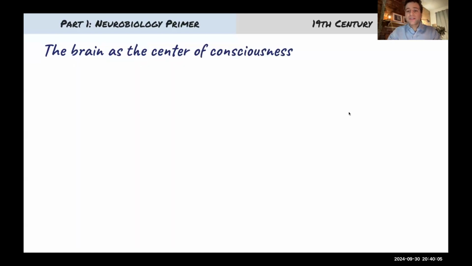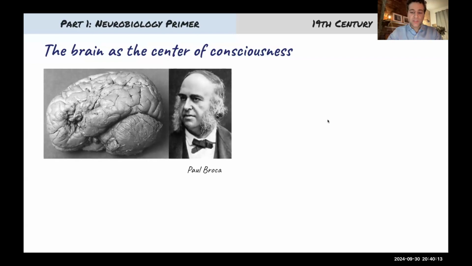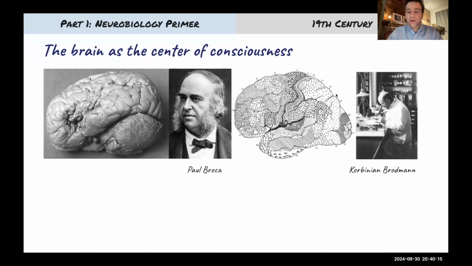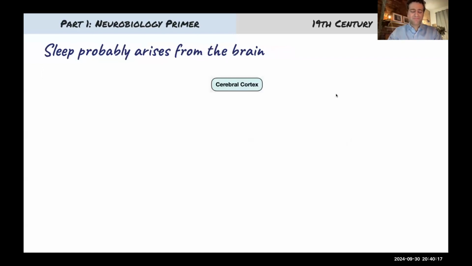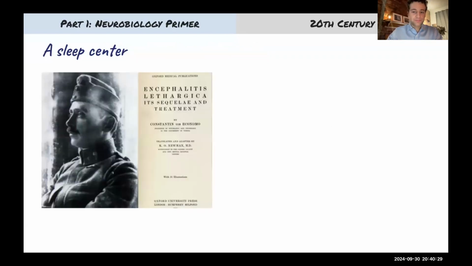Fast forward to the 19th century, and it became widely understood that the brain was the center of consciousness. This is the time of Broca's aphasia and Brodmann's areas. And this led to the understanding that whatever was happening during sleep was happening in the brain, and in particular, the cerebral cortex. And this is the first piece of the puzzle.